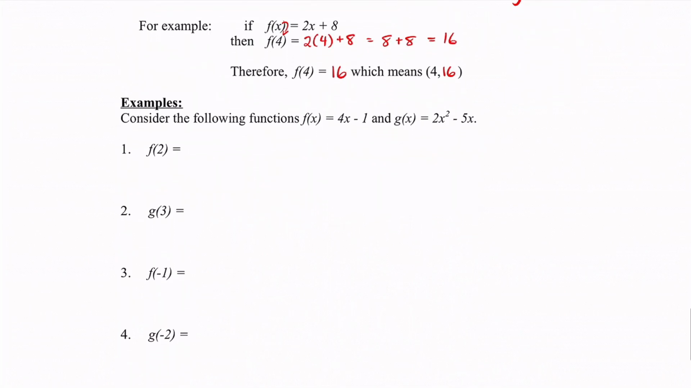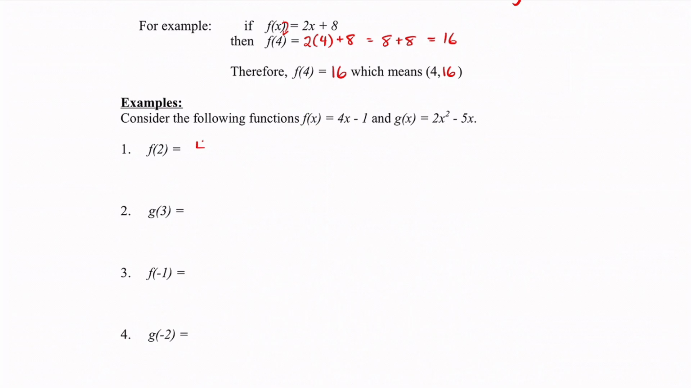It says consider the following functions. So we're given this function f of x is equal to 4 times x minus 1. And then we're given a second function, g of x is equal to 2x squared minus 5x. So the first thing we're going to calculate is f at 2, or f of 2. So we've got to use the f one because this one had f.